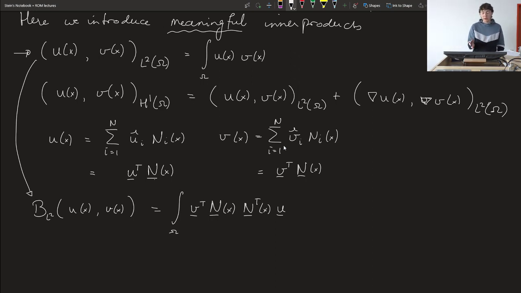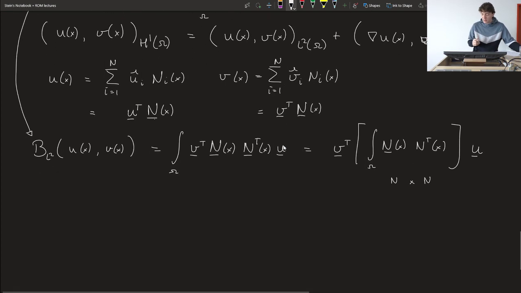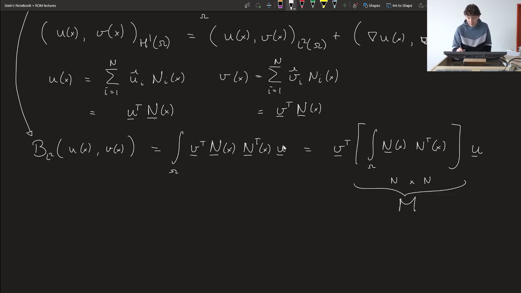Well, the v and the u are vectors of coefficients, they're independent of space, right? So I can pull those out, and then you get a vector up front. You get the integral of N(x) N transpose(x) and a u in the back. And I hope this is familiar. This is going to be a matrix of dimension n by n. Please excuse my reuse of letters at this point. This n is again the number of degrees of freedom. And this matrix, we have a very common name for this. This is the mass matrix.